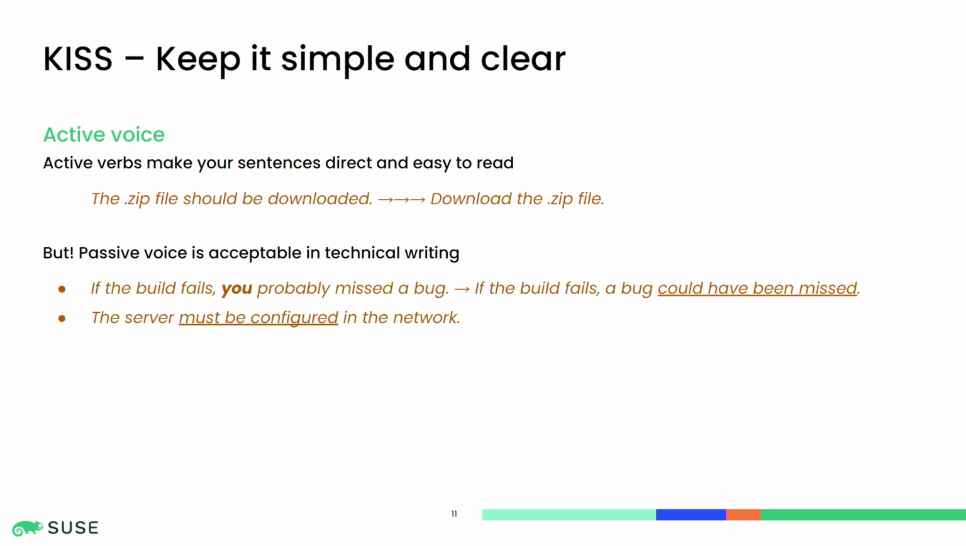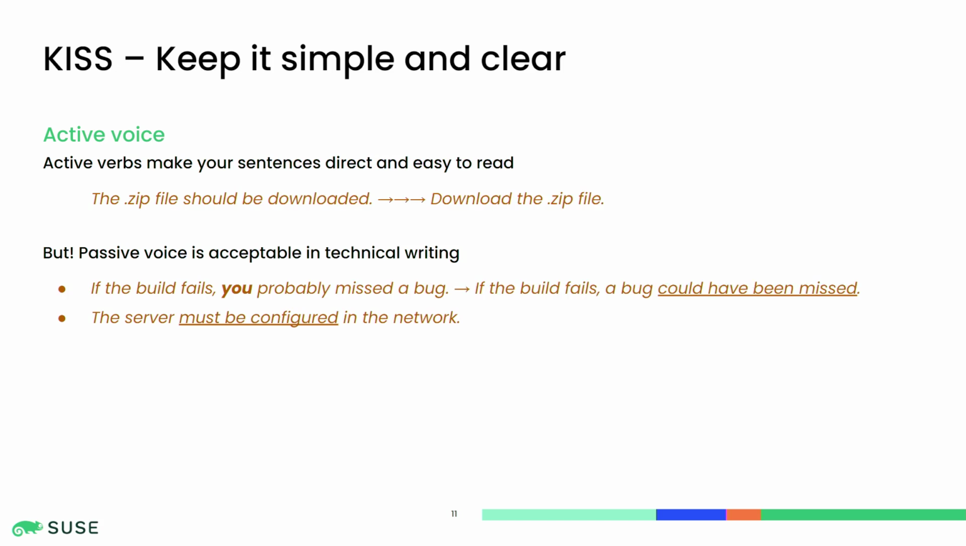So here, if we compare, the zip file should be downloaded. We can just say download the zip file. It's especially valid for instructions. And here, as you can see, we have used the imperative voice, the imperative mood. Imperative is very often used in instructions in tasks and procedures.